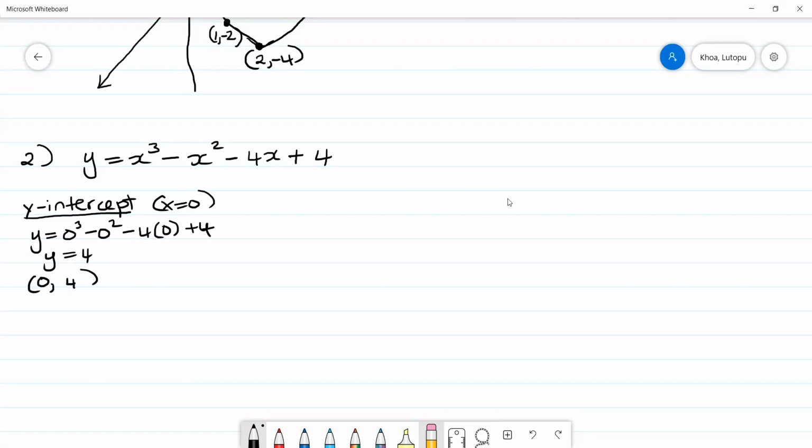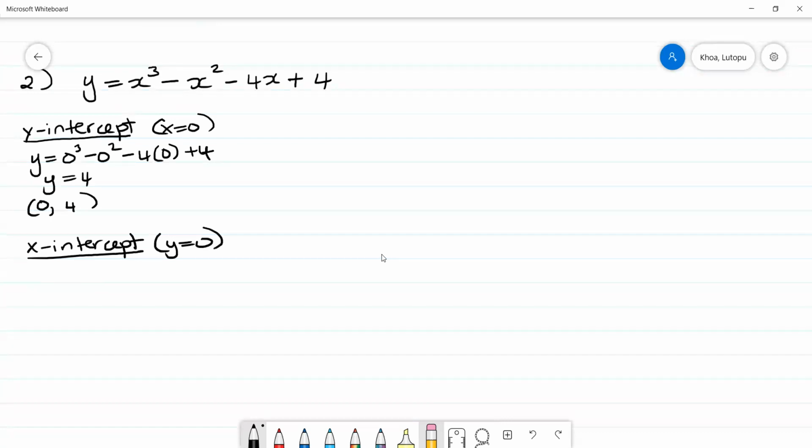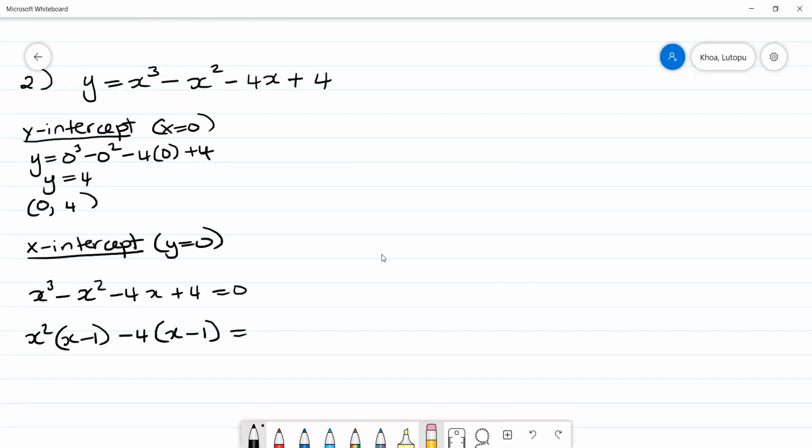Then for the x-intercept, y is 0. So we have x cubed minus x squared minus 4x plus 4 equal to 0. We can factorize it by grouping. With these two, x squared is a common factor, so we have x squared times x minus 1. And here, negative 4 is a common factor, so it's minus 4 times x minus 1, equal to 0.